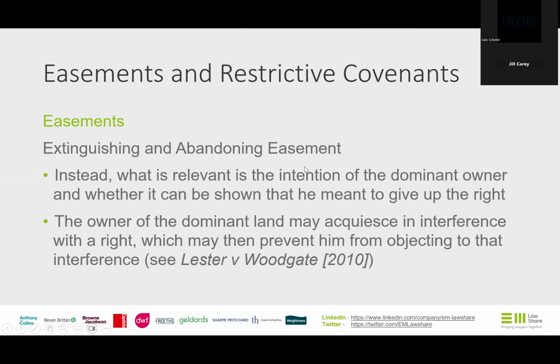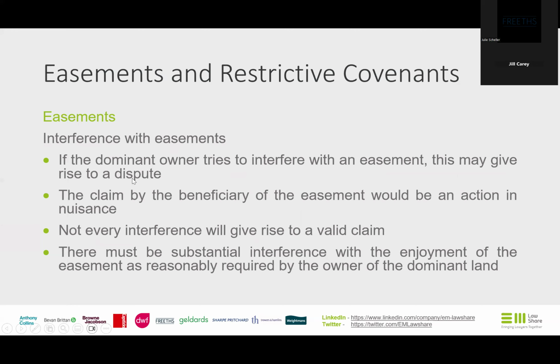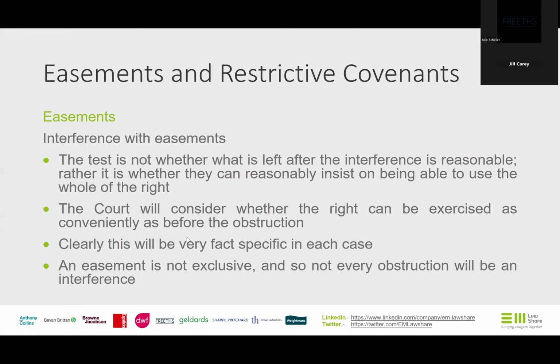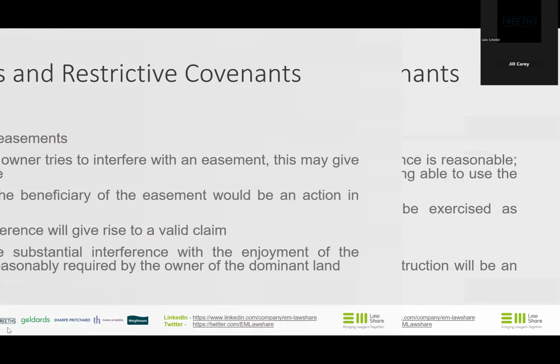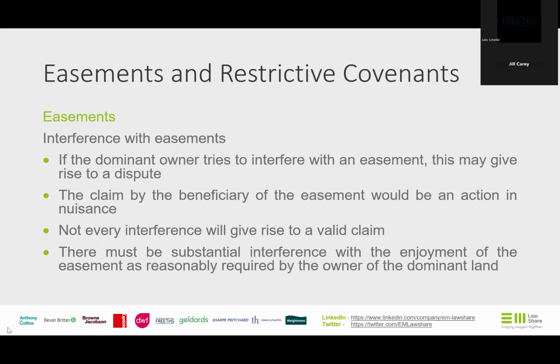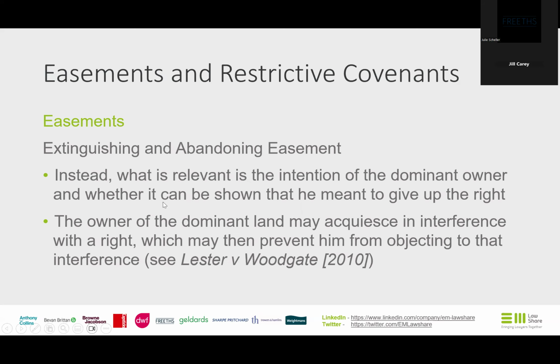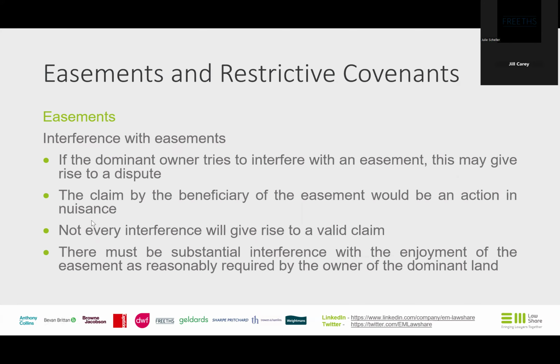So what the court will look at is the intention of the dominant owner and whether he meant to give up his rights. It's also important to notice, just as you can interfere with your own defence by acquiescence, if the owner of the dominant land acquiesces in interference with his right, he may then be prevented from objecting to that. So, for example, where he has allowed something to be dumped on a right of way, that may then prevent him from challenging that interference in court subsequently.